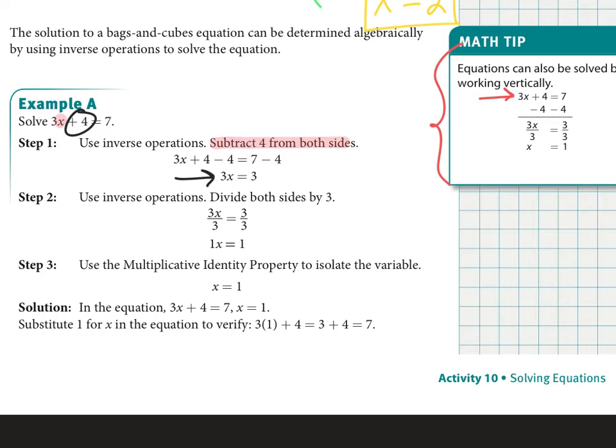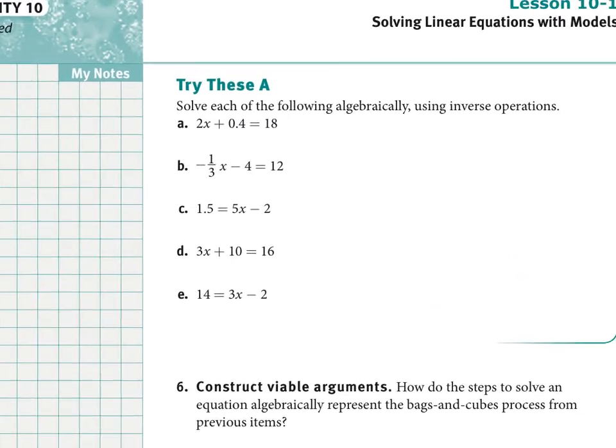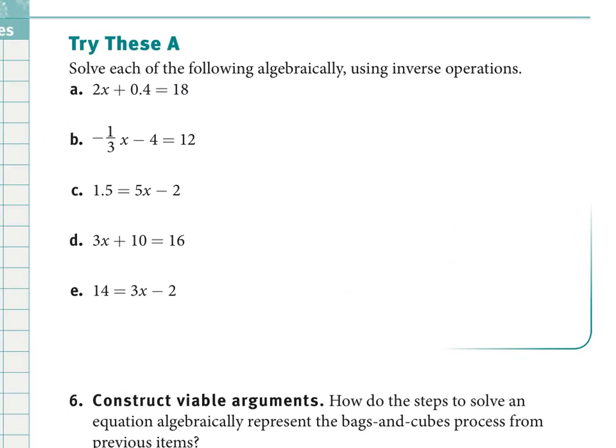And then just like the previous one that we did, we could divide both sides by 3 and get x equals 1. Okay, so let's solve a couple. Let's do a few examples and see how this works. Okay, so we'll use inverse operations, and we'll go ahead and solve a couple of these here. So just to give myself some space, I like to solve them vertically.